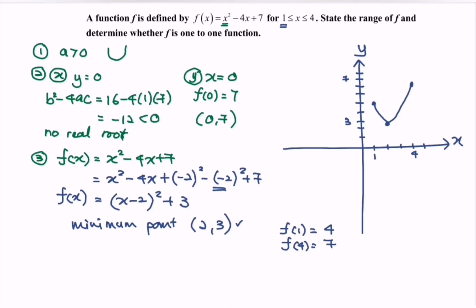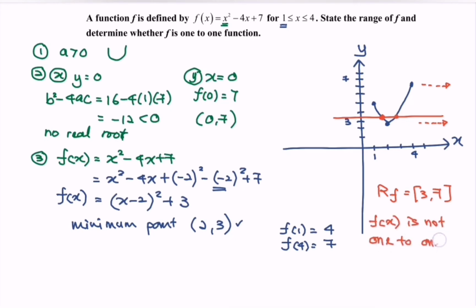Based on the question, we are asked to state the range. Based on the diagram, the range starts from 3 until 7. So the range for f would be from 3 until 7. Next, determine whether f is a one-to-one function or not. By using the horizontal line test, if I draw a straight line and it cuts more than 1 point, I can say f(x) is not a one-to-one function. Reason: it cuts more than 1 point.